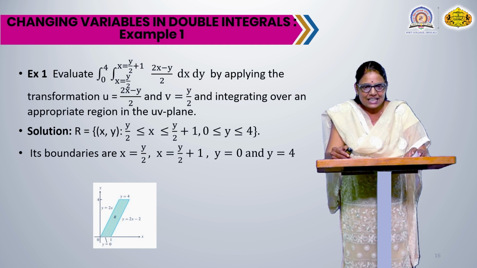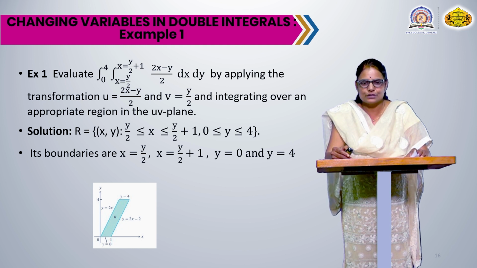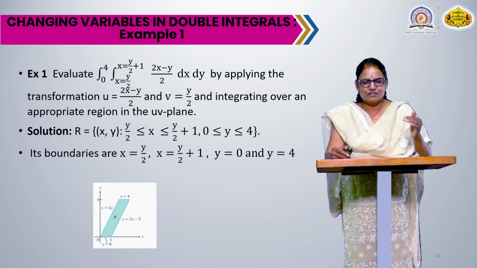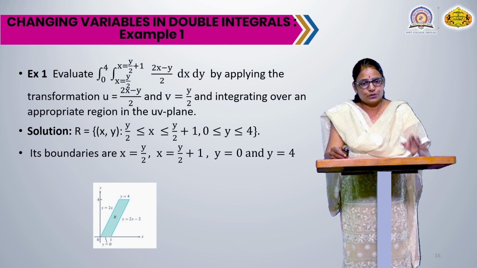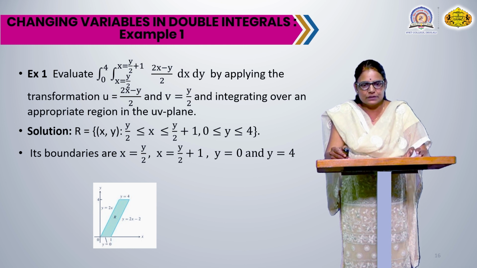So this is a region R which is a parallelogram bounded by the 4 straight lines: y equals 0, y equals 2x minus 2, I just rewrite it, y equals 4, and y equals 2x. So this is our first step: sketch the region R in the xy plane, as well as write its boundaries. These are the boundaries of the region R.